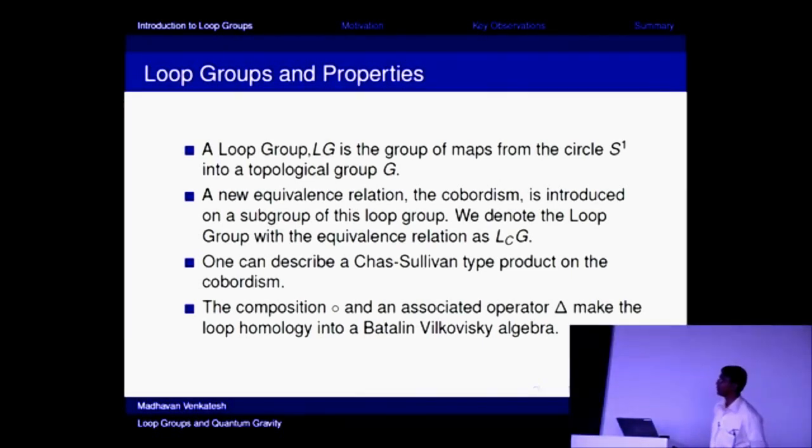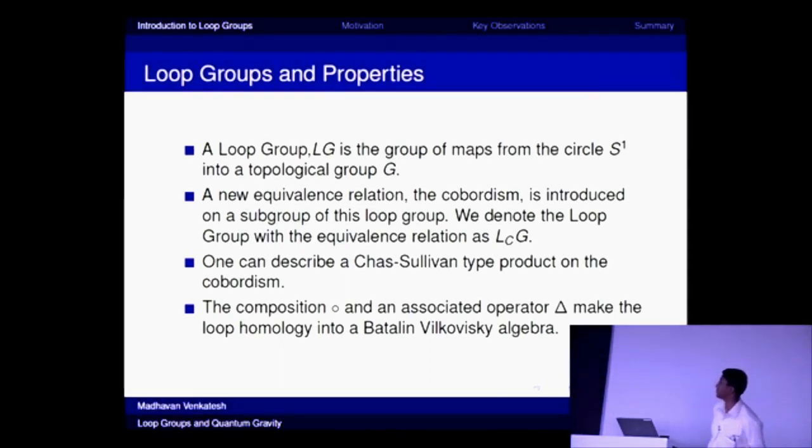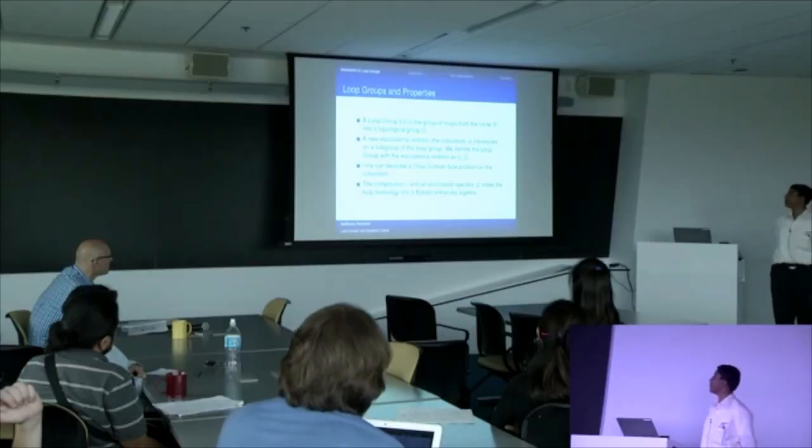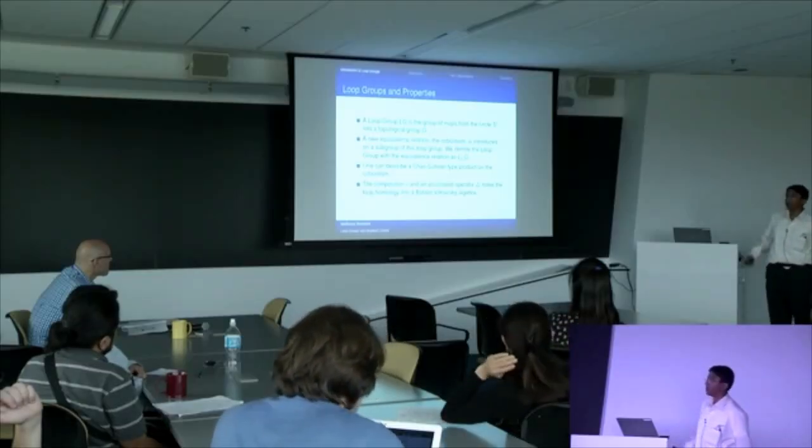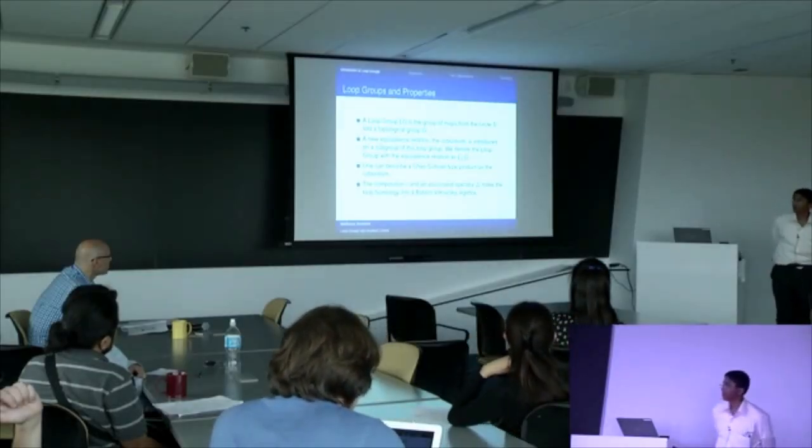You should have seen the simplest cobordism, a pair of pants. So this is to describe something known as the Chas-Sullivan product that comes up in string topology. And the virtue of that is the composition there, and the operator that comes with it turns the loop homology into a BV Gerstenhaber algebra, and that, as you know, is a Lie superalgebra with a Z2 grading.